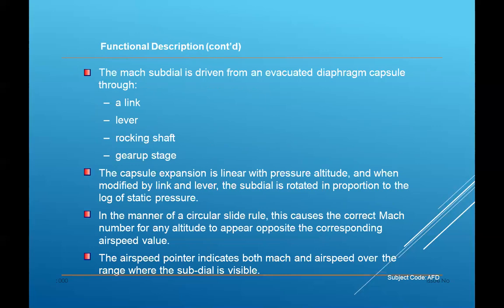The Mach subdial is driven from an evacuated diaphragm capsule through a link, lever, rocking shaft and gear-up stage. The capsule expansion is linear with the pressure altitude, and when modified by link and lever, the subdial is rotated in proportion to the log of static pressure. In the manner of a circular slide rule, this causes the correct Mach number for any altitude to appear opposite the corresponding airspeed value. The airspeed pointer indicates both Mach and airspeed over the range where the subdial is visible.